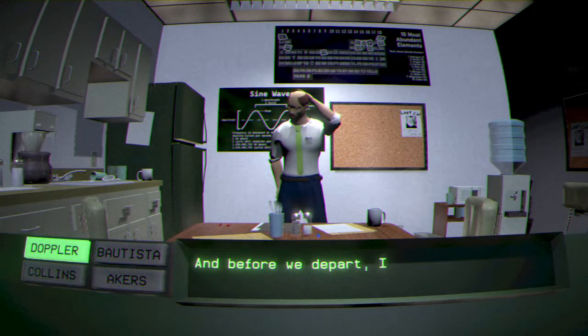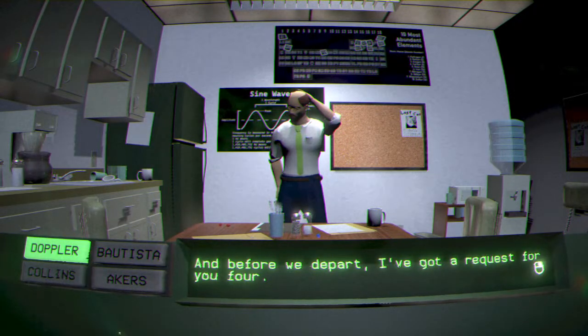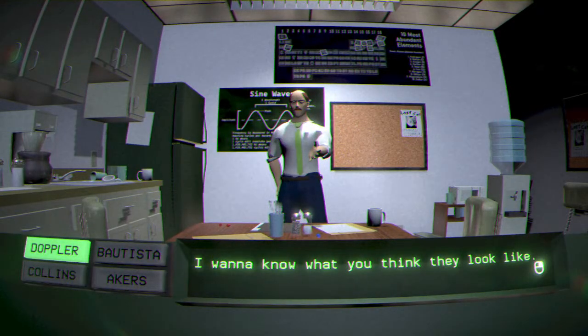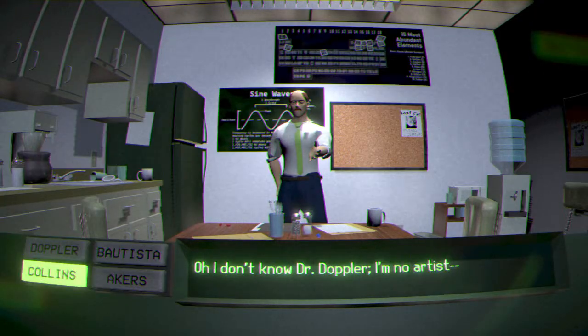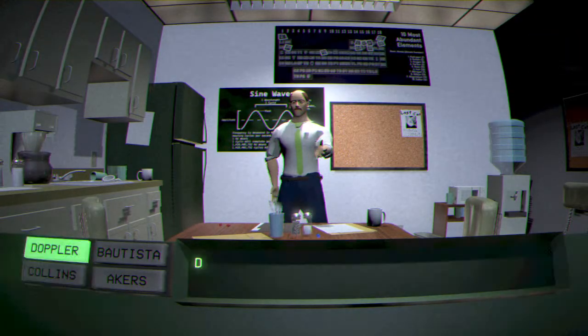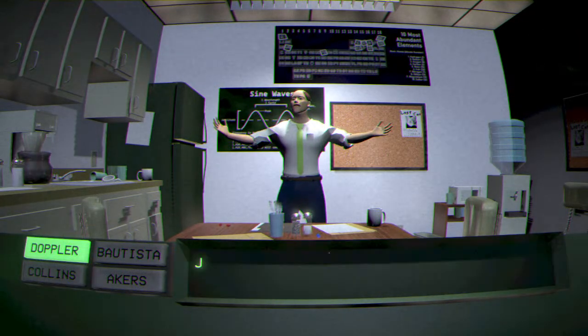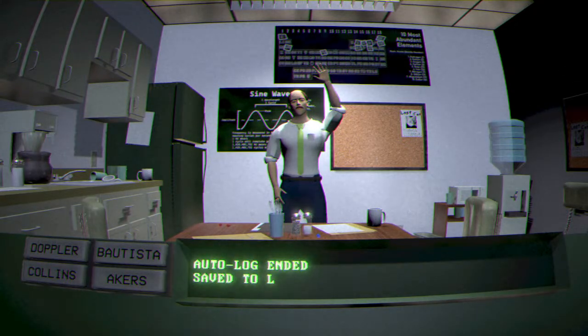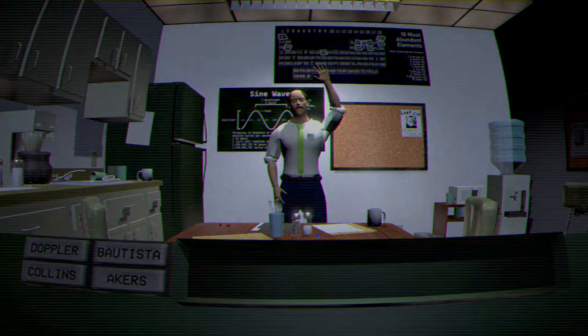Top secret. Before we depart, I've got a request for you four. By next week, I'd like to see sketches of how you picture the aliens. I want to know what you think they look like. I don't know, Dr. Doppler. I'm no artist, just a linguist. Don't sweat it. I'm not expecting anything grand. Just a sketch is all. Anyway, have a good night, you four. Am I drawing it right now?